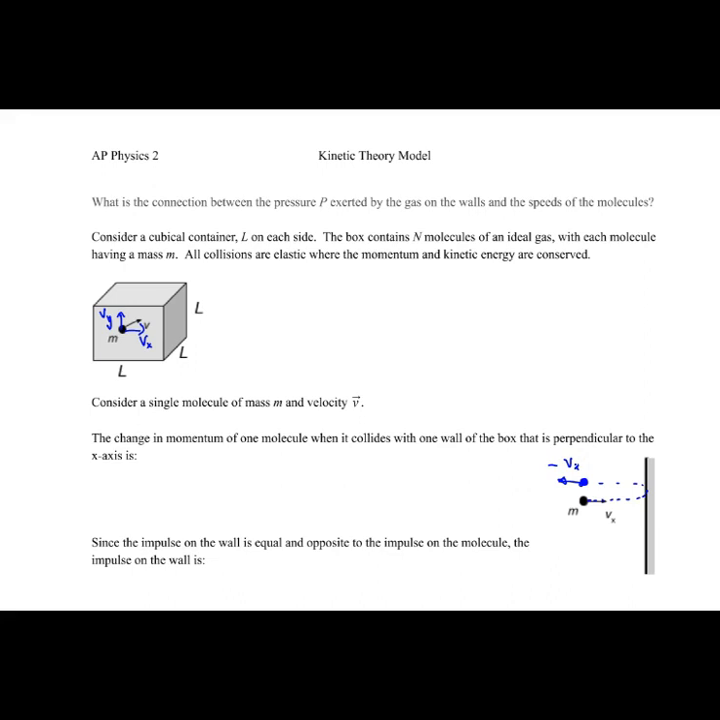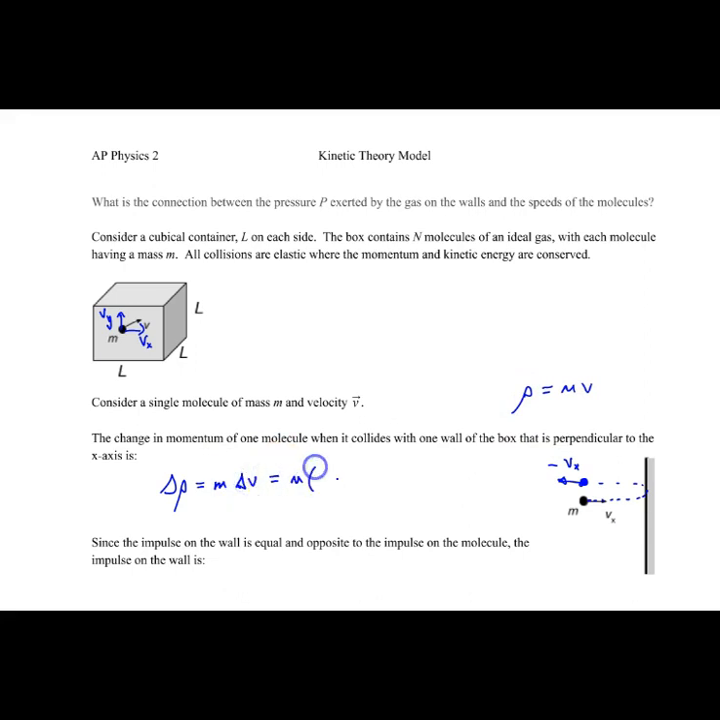So what we want to do is calculate the change in momentum of the molecule when it collides into the wall. If we were trying to find the change in momentum of the particle, hopefully you recall that momentum is mass times velocity. So the change in momentum, because the mass of the molecule is not changing, would be mass times the change in velocity.